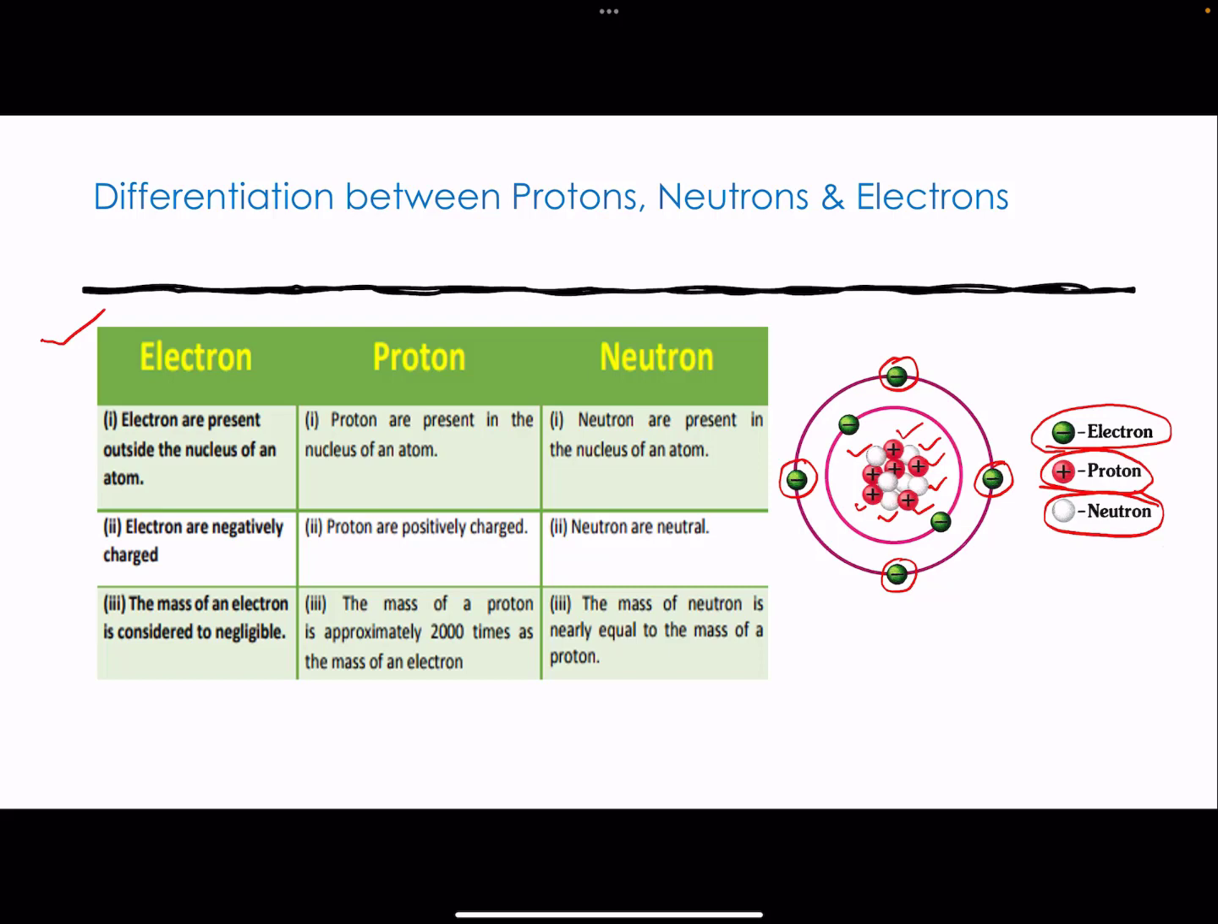Next comparison is the electrons are negatively charged. These electrons which are present outside the nucleus are negatively charged carriers, whereas the protons are positively charged carriers. The protons which are present inside the nucleus are positively charged carriers. Coming to the neutrons, they are neutrally charged carriers. And the next comparison is the mass of an electron is considered to be negligible, whereas the mass of a proton is approximately 2000 times the mass of an electron, and the mass of the neutron is nearly equal to the mass of the proton.